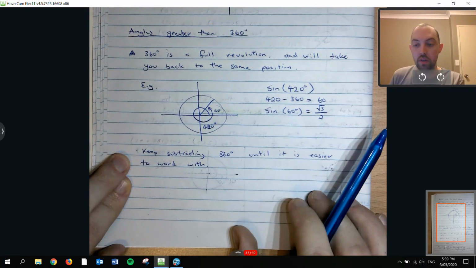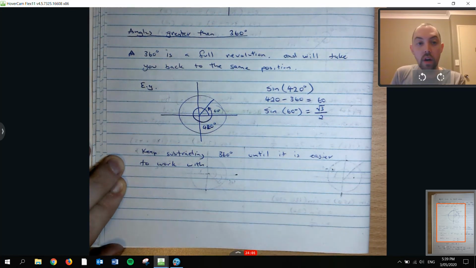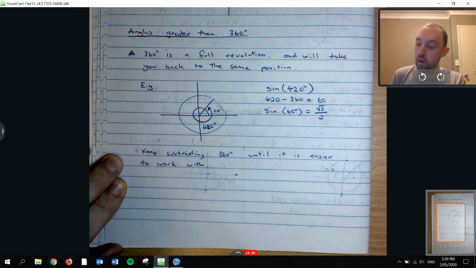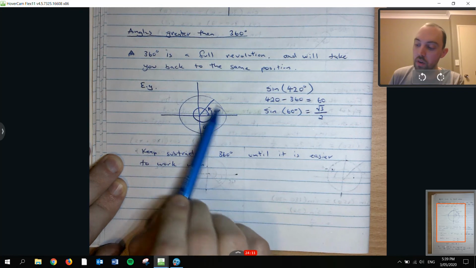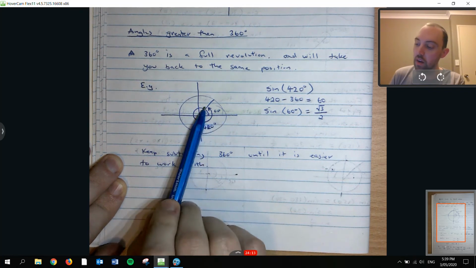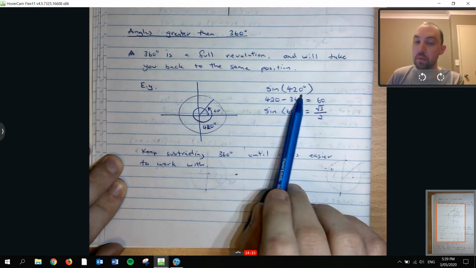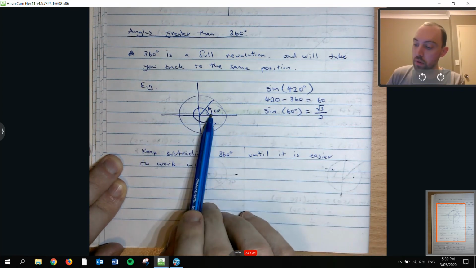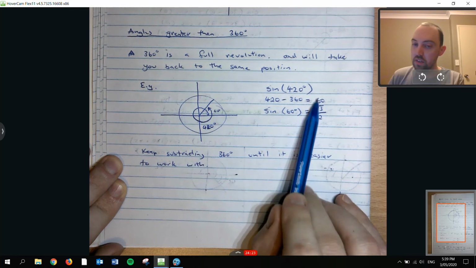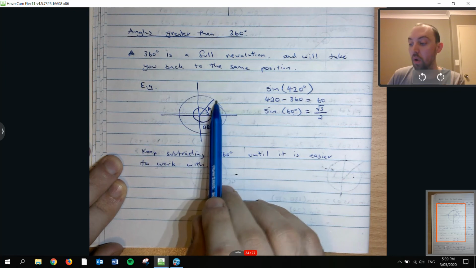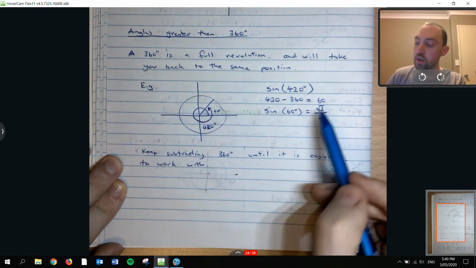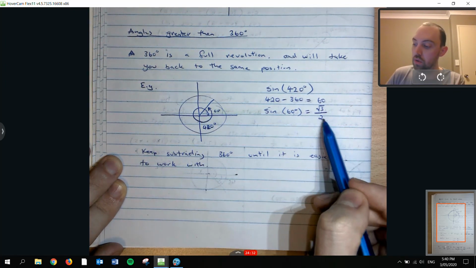Now, angles greater than 360 degrees. 360 degrees is a full revolution, so when you do a full revolution, you just get back to the same place that you started, and then you might add on another 60. So for example, sine of 420 degrees: if I do a full loop, there's an extra 60 degrees left over, so it's the same as sine of 60. They are all positive in the first quadrant. Sine of 60 is root 3 on 2, and it is positive.